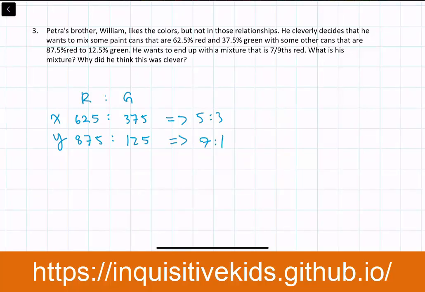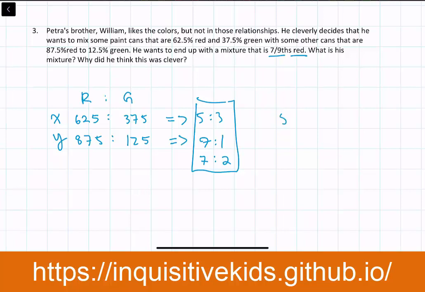And William is trying to get a result of 7/9 red. Notice in this case, he said 7/9 red. So it means that 7 portions are red, and the other 2 out of the 9 portions are definitely going to be green. Now we have our ratios. We can go ahead and apply our method. So first, we can choose one color, red or green. This time, let's use red.